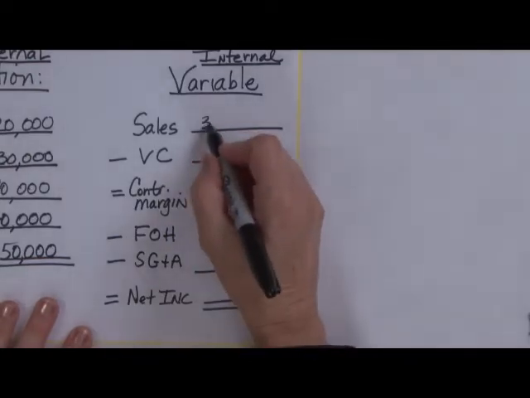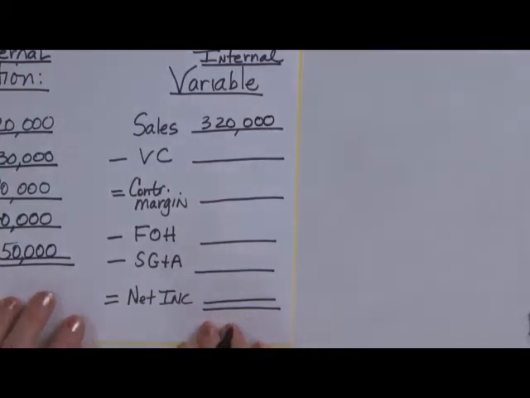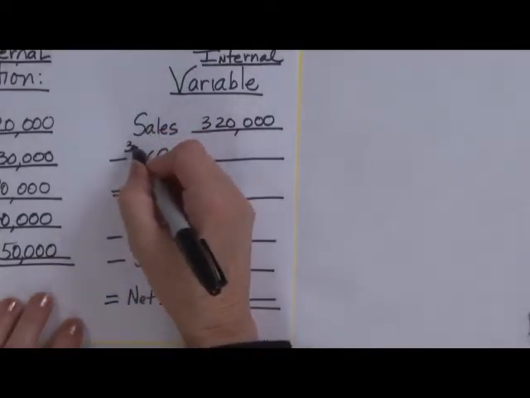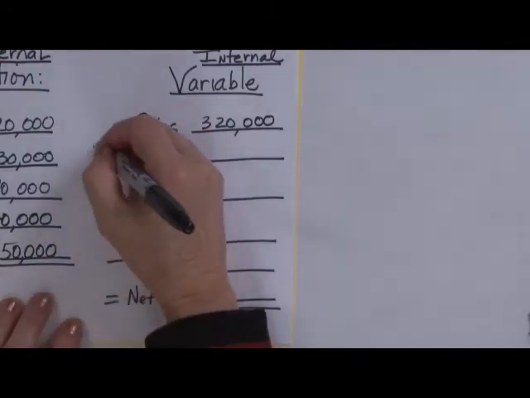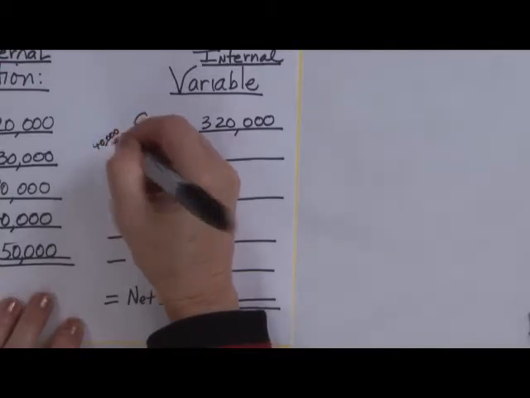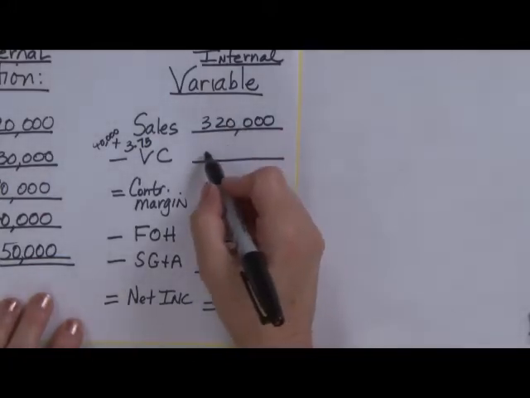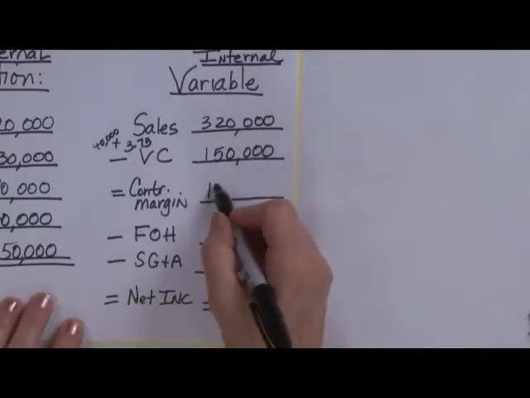Of course, the sales are still the same. The variable costs now, remember that this would be material, labor, and variable overhead. This is the total cost of our product, which is all variable. 375 times 40,000 units sold, and we will get 150,000. And a contribution margin of 170.